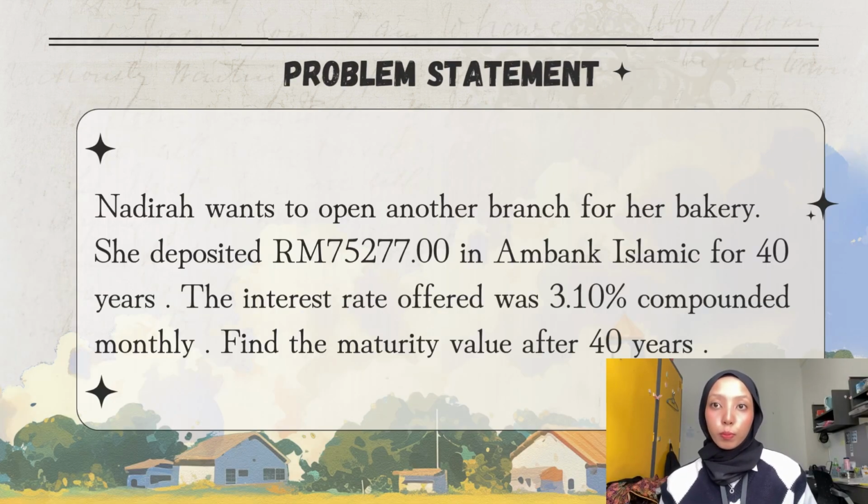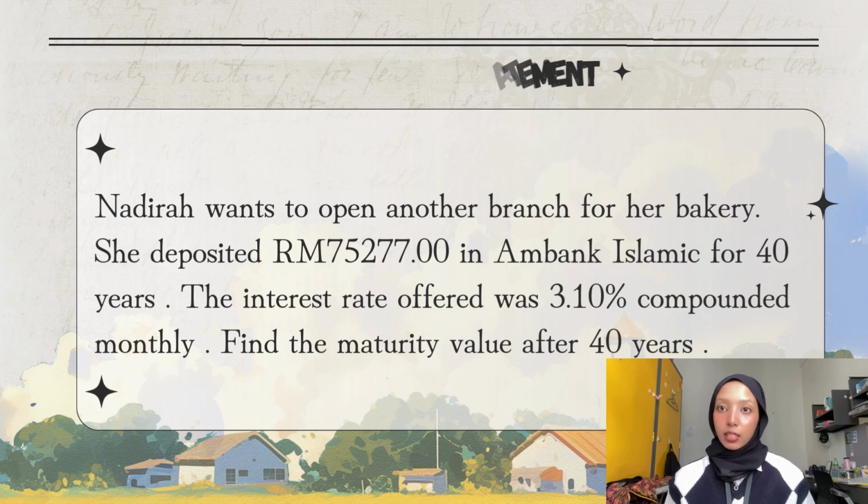So we move to the problem statement. Question 1. Nadira wants to open another branch for her bakery. She deposits RM75,277 in M-Bank Islamic for 40 years. The interest rate offered was 3.10% compounded monthly. Find the maturity value after 40 years.